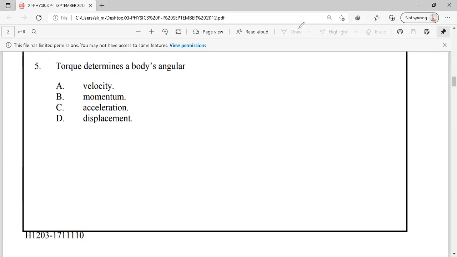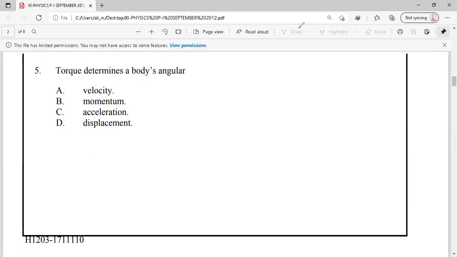Now let's see question number 5. Torque determines the body's angular velocity, momentum, acceleration, or displacement. So the correct answer is the angular acceleration. जिस तरह से जो लीनियर फोर्स होती है it determines the acceleration of the body. सिमिलरली सर्कुलर मोशन और रोटेटरी मोशन में जो टॉर्क है it describes the angular acceleration. जिस तरह फोर्स डायरेक्टली प्रोपोर्शनल होती है लीनियर एक्सेलरेशन के, similarly the turning effect is directly proportional to the angular acceleration of the body. So option C is the right answer in question number 5.